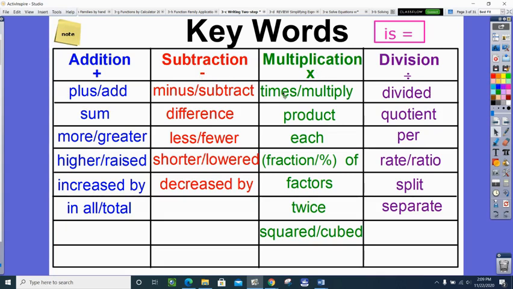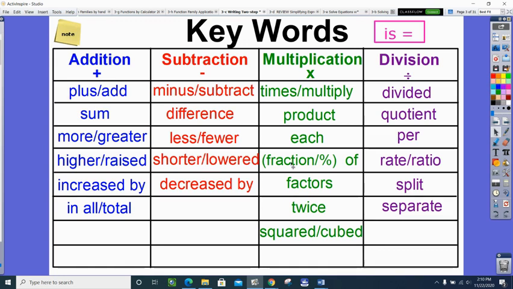Now, subtraction, obviously the words subtract and minus, difference, less, fewer, shorter, lowered, decreased by. These words all tie into subtraction. For multiplication, obviously times and multiply, but the word product means multiplication, each. If you see two-thirds of, the word of often means multiplication. Factors, twice a number, we just saw that one, or squared and cubed, all of these words tie into multiplication. Division would be divided, obviously. Quotient means division. Per, rate, ratio, split something, that would mean to divide it. To separate something would be to divide.